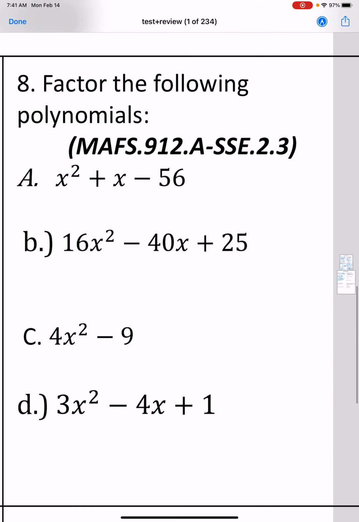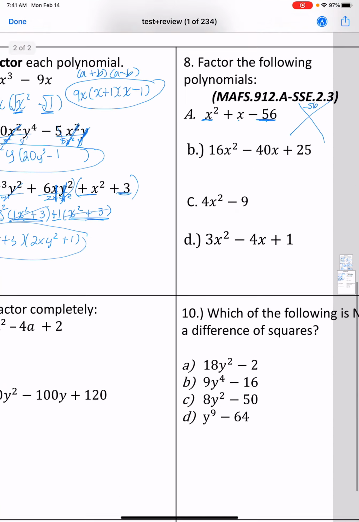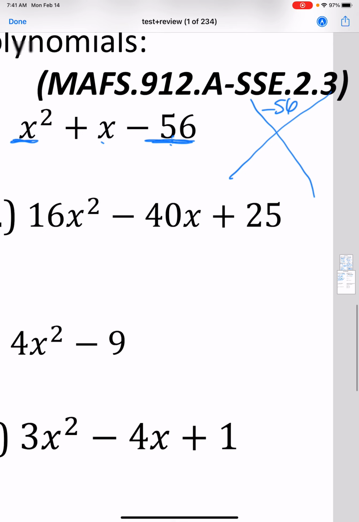Okay, this next one is looking like we have a trinomial to handle because there are 1, 2, 3 terms. I should check for perfect squares on either end first to see if it makes my life easier. Unfortunately, 56 is not a perfect square, so we got to go back to this method. Sorry, I misspoke. Our numbers need to multiply to make negative 56, and they need to add to make positive 1.